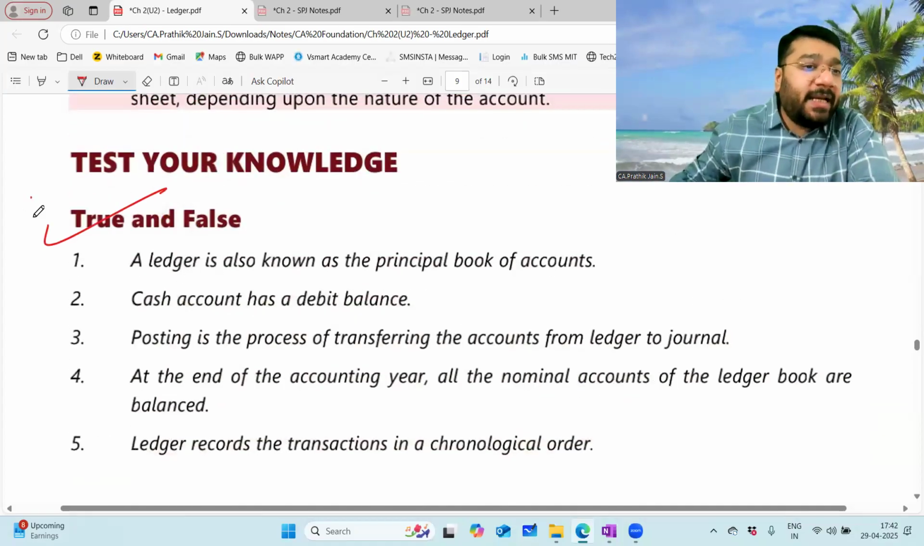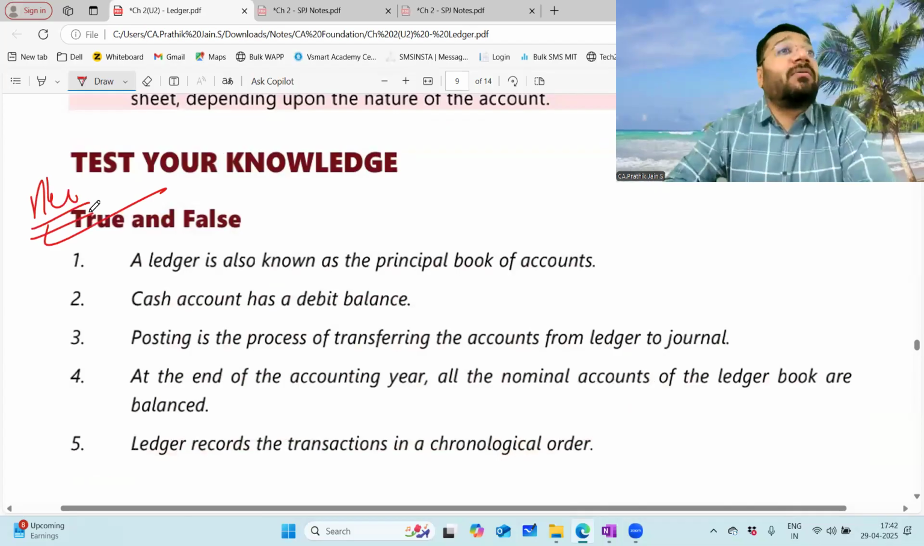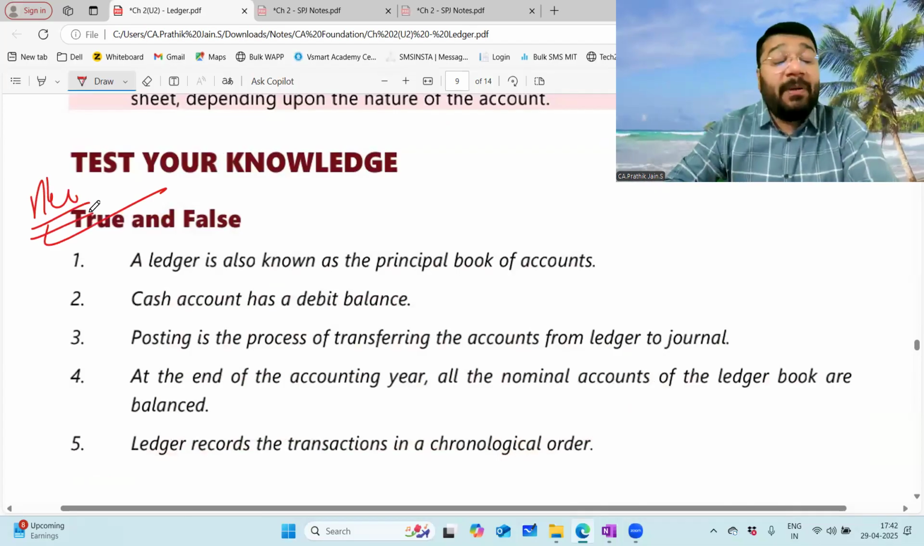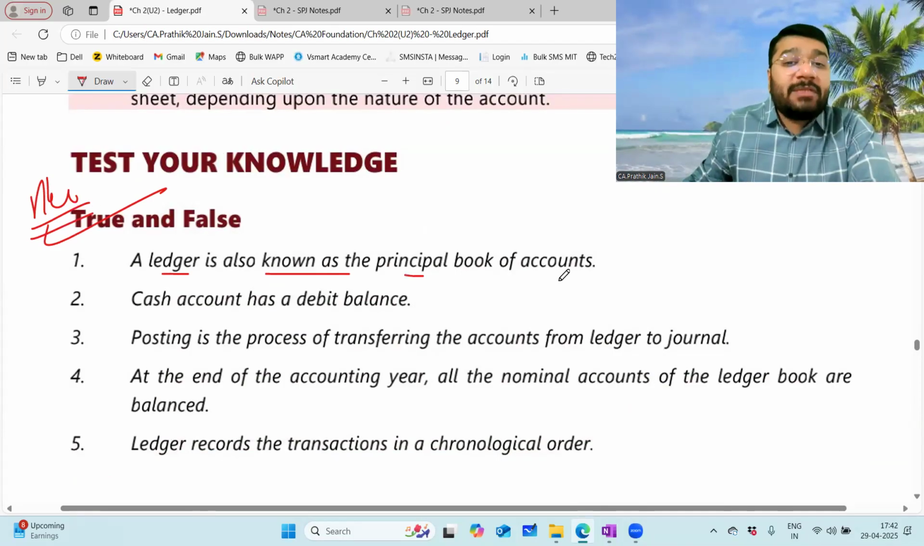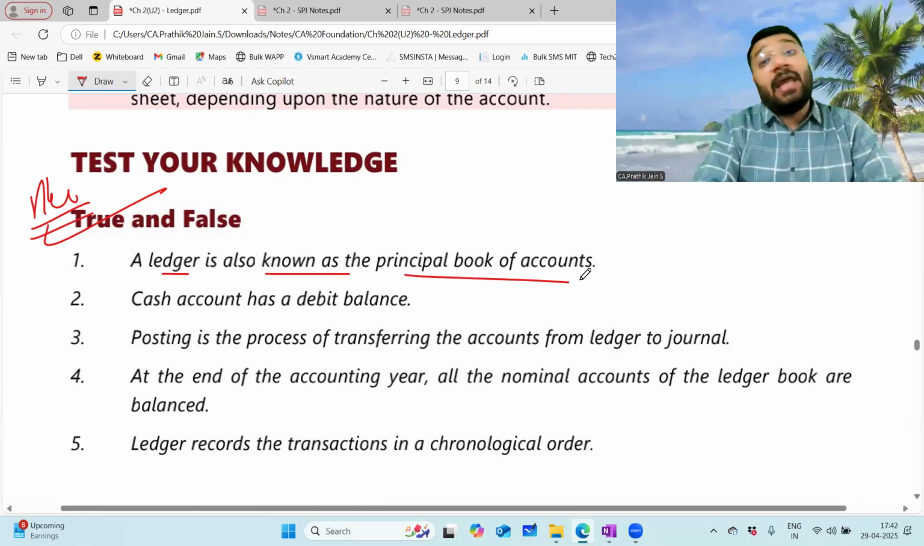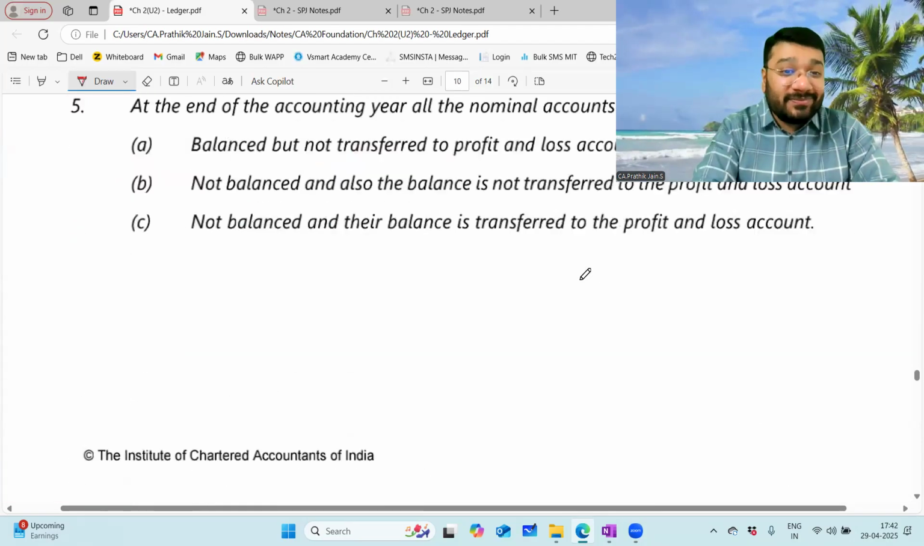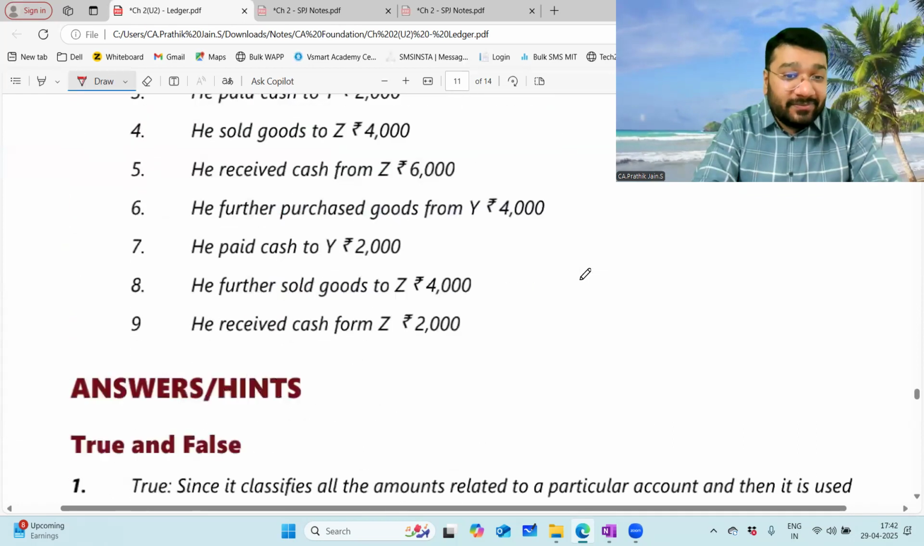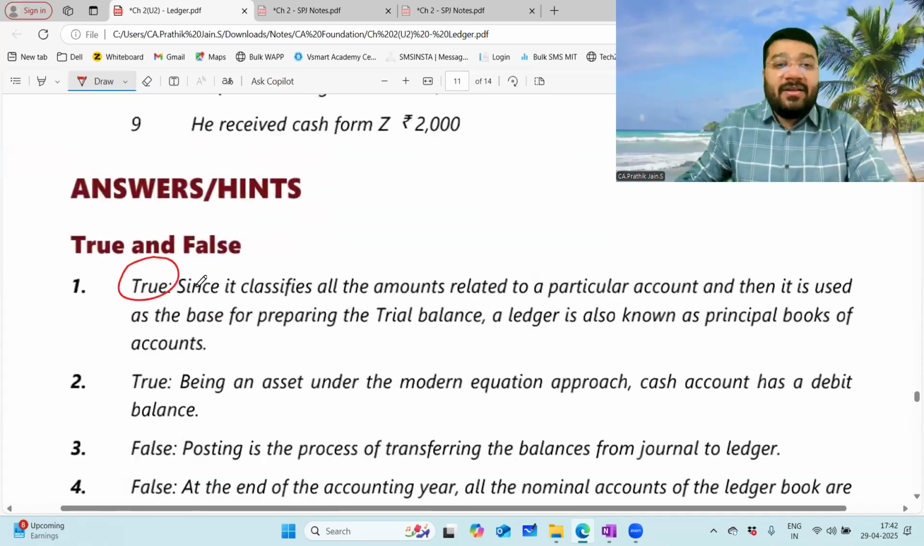True and false, please take it as homework. When people do homework, for something like "A ledger is also known as principal books of account," they don't apply the brain. They directly go and see the answer. Oh, true. Oh, this reason.